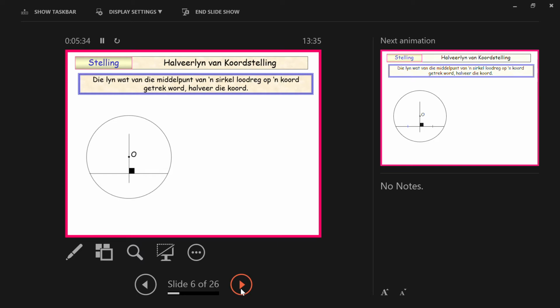Now when that is the case, when it cuts at a 90 degrees angle, you will know.